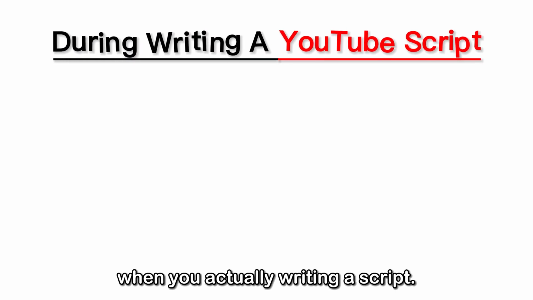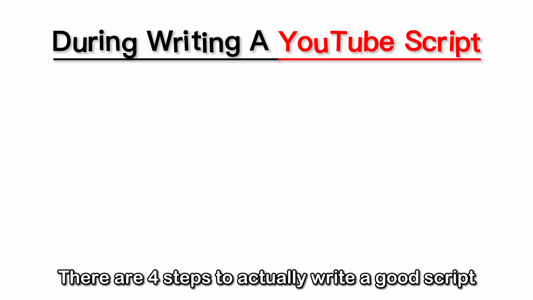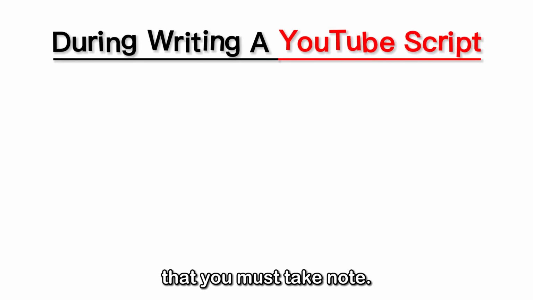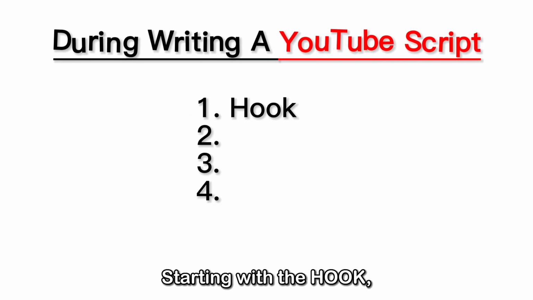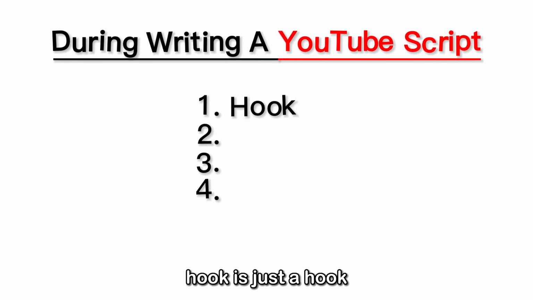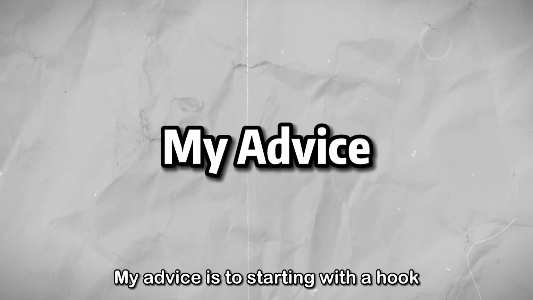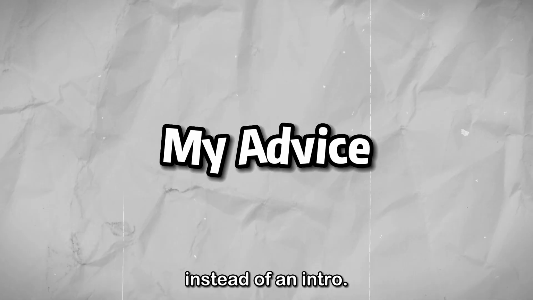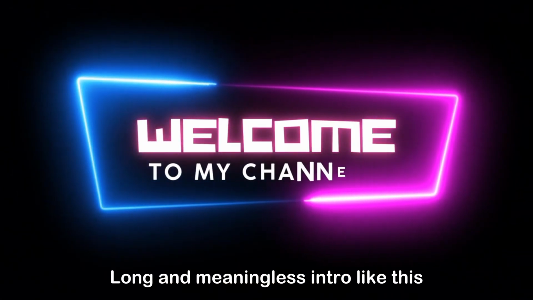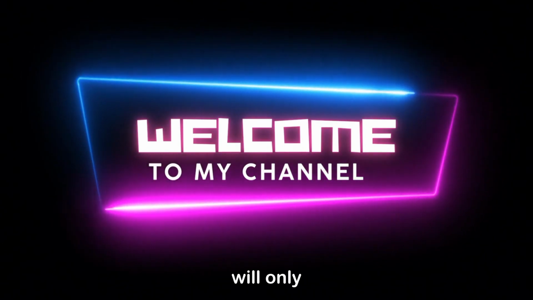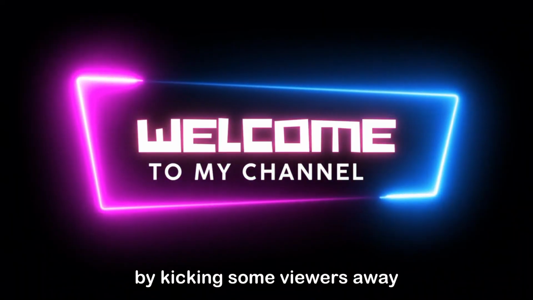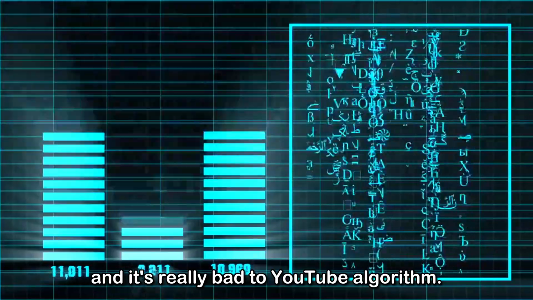Now, let's dive into the part of when you actually write a script. There are 4 steps to actually write a good script that you must take note of. Starting with the hook. A hook is just a hook to keep your audience watching forward. My advice is to start with a hook instead of an intro. A long and meaningless intro will only hurt your video performance by kicking some viewers away, and is really bad for the YouTube algorithm.